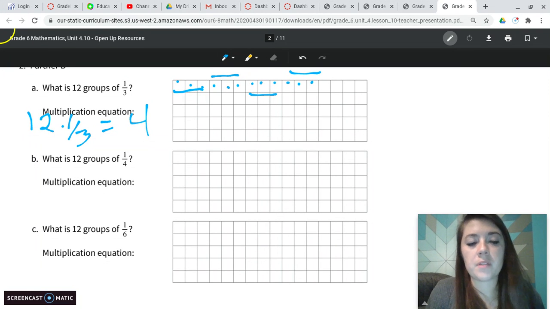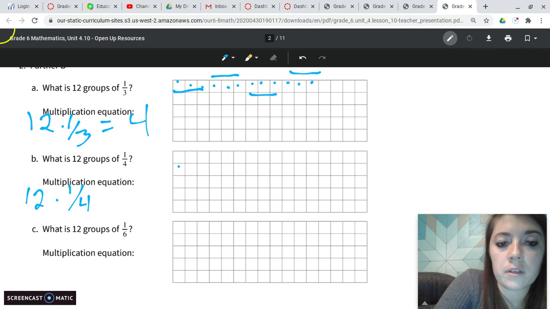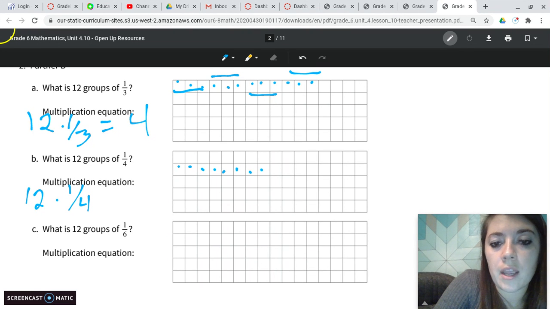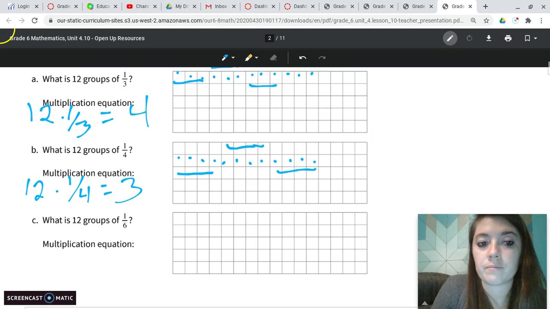What is 12 groups of 1/4? So 12 times 1/4, same thing. Here's 1, 2, 3, 4, 5, 6, 7, 8, 9, 10, 11, 12. This time we're grouping them in 4. So 1, 2, 3, 4, 1, 2, 3, 4, 1, 2, 3, 4. So we have 3 groups.